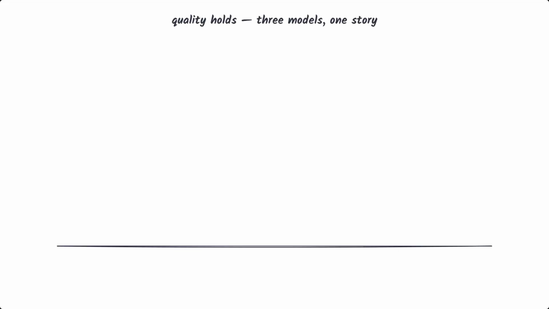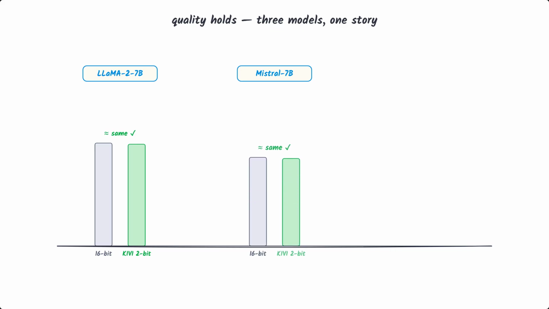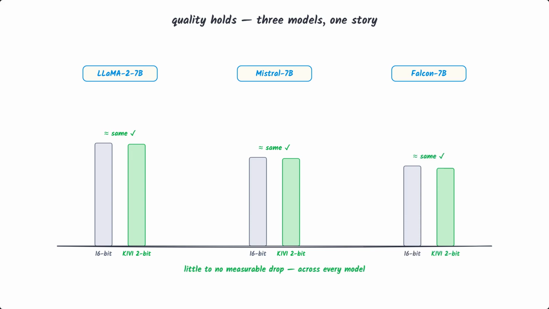The obvious worry with 2-bit anything is that quality quietly tanks. It doesn't. Across a range of models, Llama, Mistral, Falcon, and a spread of generation tasks, KIVI holds accuracy essentially even with the full precision baseline. Little to no measurable drop. And that is the entire point of doing the distribution analysis instead of just crushing everything to 2 bits. By quantizing each cache along the direction that fits its structure and keeping a small full precision window of recent tokens, KIVI spends its 2 bits where they can afford to be spent and protects what actually matters.